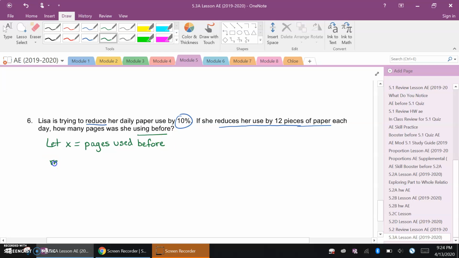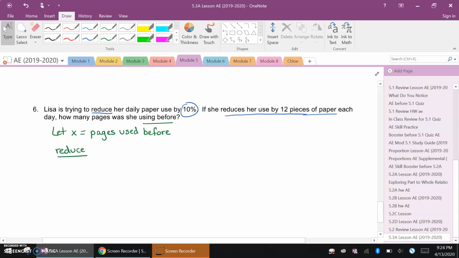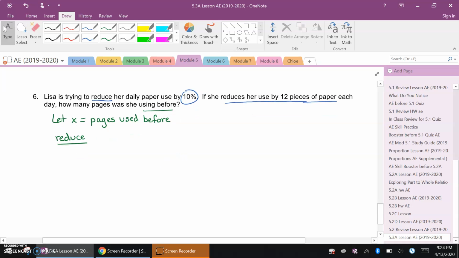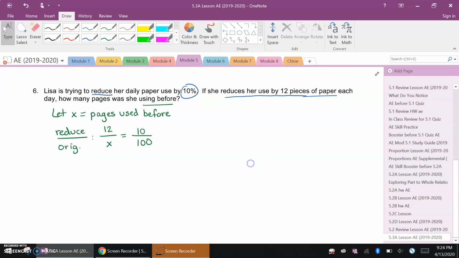And sometimes it's easier for students to actually use the words that are in the word problem. So using the word reduce instead of using cut. If you can go back and forth between those, that's not a problem. But we're looking at the reduced paper to the original paper used. And again, we've got our 10% right away in the first part of the problem. Then it tells us that she reduces by 12 pages each day, which means the x is going to go on the bottom.